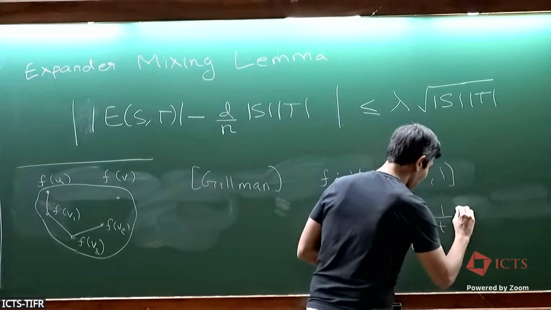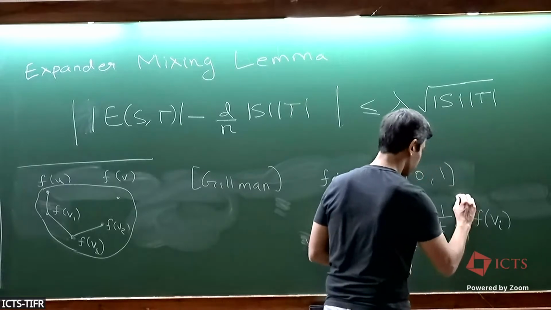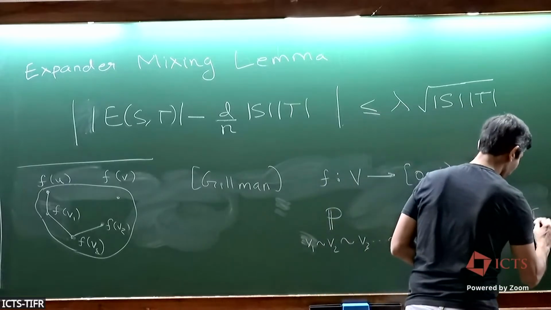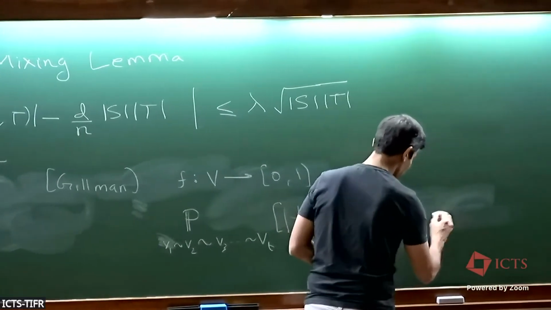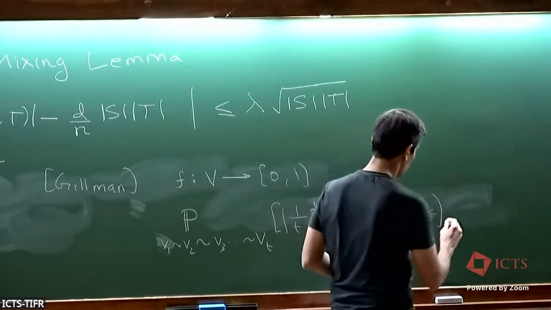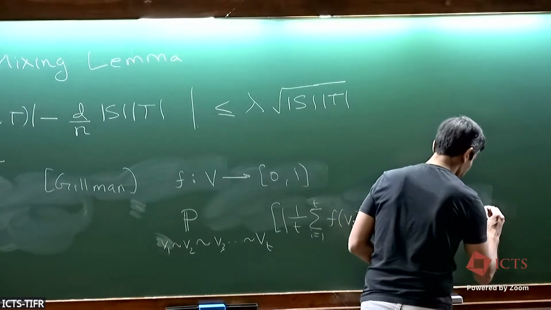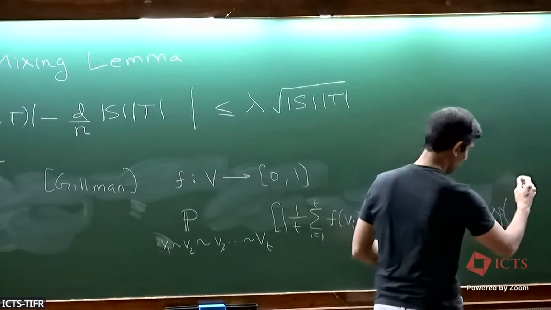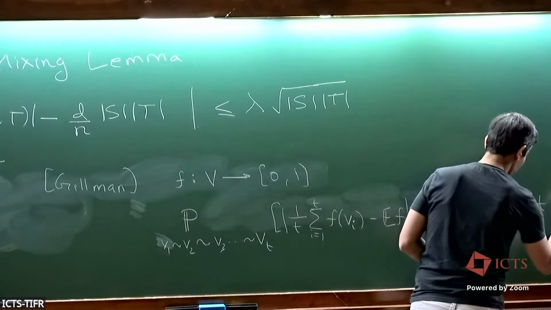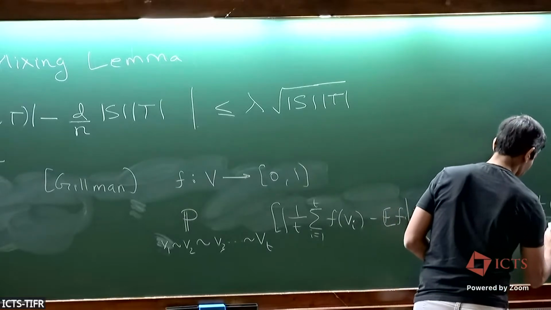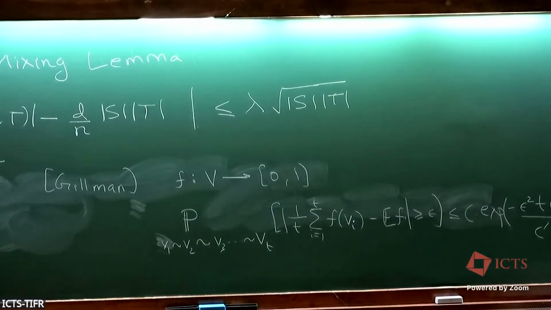If you look at the average of everything you see on this walk, versus the global average of f, the probability that this is larger than epsilon is less than or equal to some constant times something which is exponential in epsilon square t times 1 minus lambda times some other constant. There are even sharper versions; I'm not stating the precise constants.